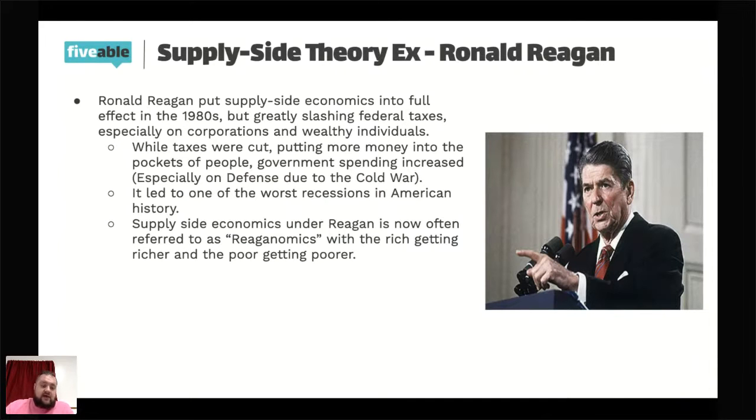It was also utilized under the presidency of George W. Bush in the early 2000s, about the time that many of you were probably being born. And George W. Bush did the same thing. He really slashed taxes for all Americans, but he did not cut government spending. So you also got a massive deficit, and many people blame the Great Recession on those policies as well.